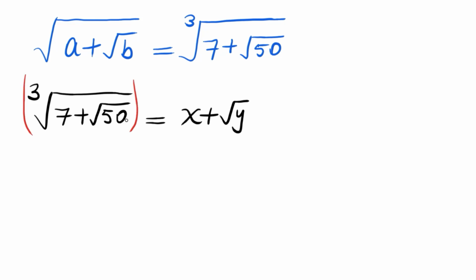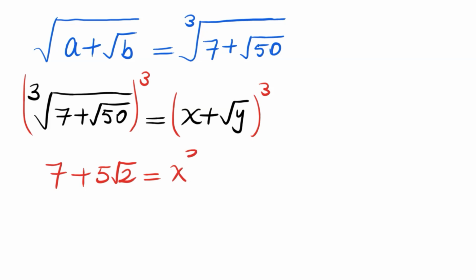Let's cube both sides and try to solve the equation. Now my friends, this cube root and cube will cancel and we will have 7 plus root 50, or this is 5 root 2. And here we will expand this. We have x cubed plus 3 times x squared times root y. Again plus 3 times x times root y squared, which is y. And lastly root y cubed, which is y root y.